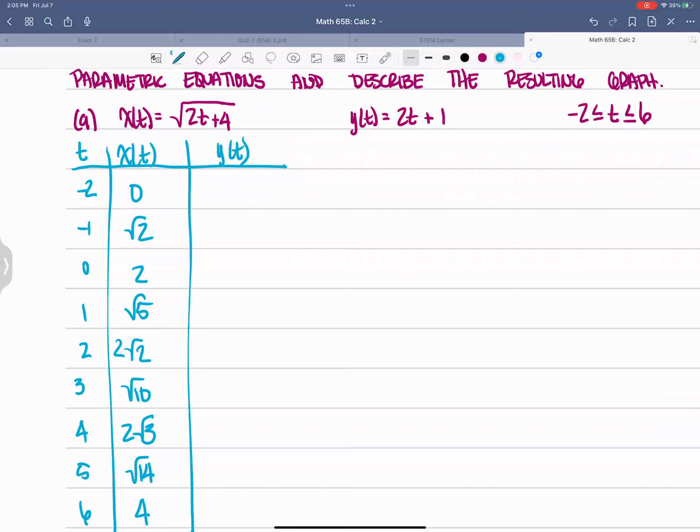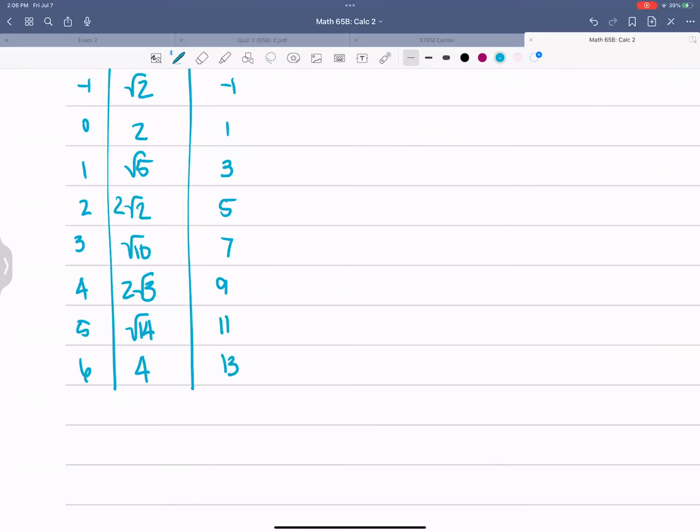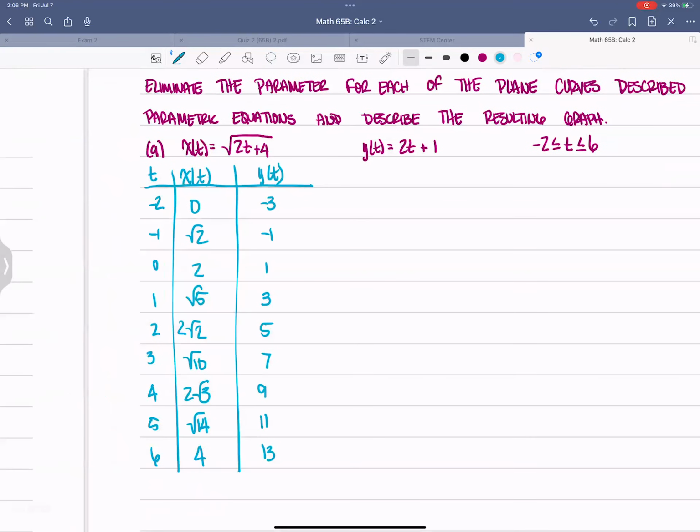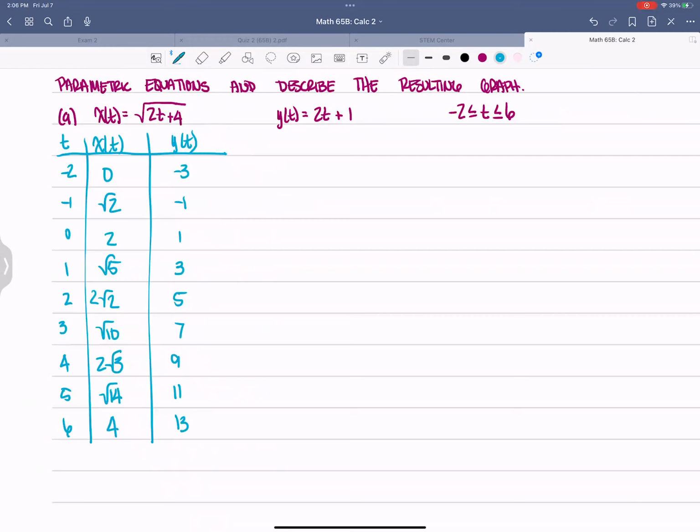For y of t, so -4 and y -3, -1, 1, 3, 5, 7, 9, 11, and 13. So we have that. Let's see what the result looks like. All right, x goes from 0 to 4. Y goes all the way up to 13.